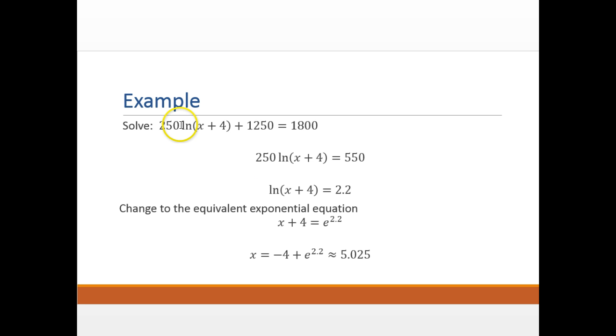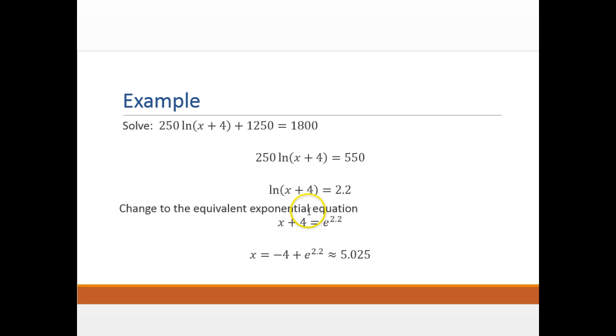Here's another example. 250 natural log of x plus 4 plus 1250 equals 1800. Again, the x is inside the log, so this is a logarithmic equation. I want to get the log by itself, so I'm going to subtract 1250 from both sides. You get 250 natural log of x plus 4 is 550. Divide both sides by 250, you get natural log of x plus 4 is 2.2.